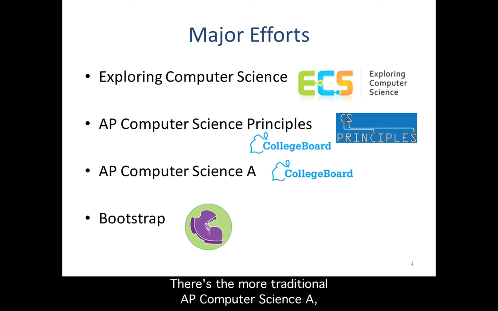There's the more traditional AP Computer Science A, and I don't know the number of students taking it around the nation this year. I haven't heard, but it's been over a number of years declining in interest. It's basically a programming course in Java, and it's been fairly stable. I think it's increased in the last couple of years, though. And then a fourth effort is Bootstrap, which is a sort of combining math and computer science, and it's very popular around the nation. So these are the four major efforts to try and get computer science into K through 12.